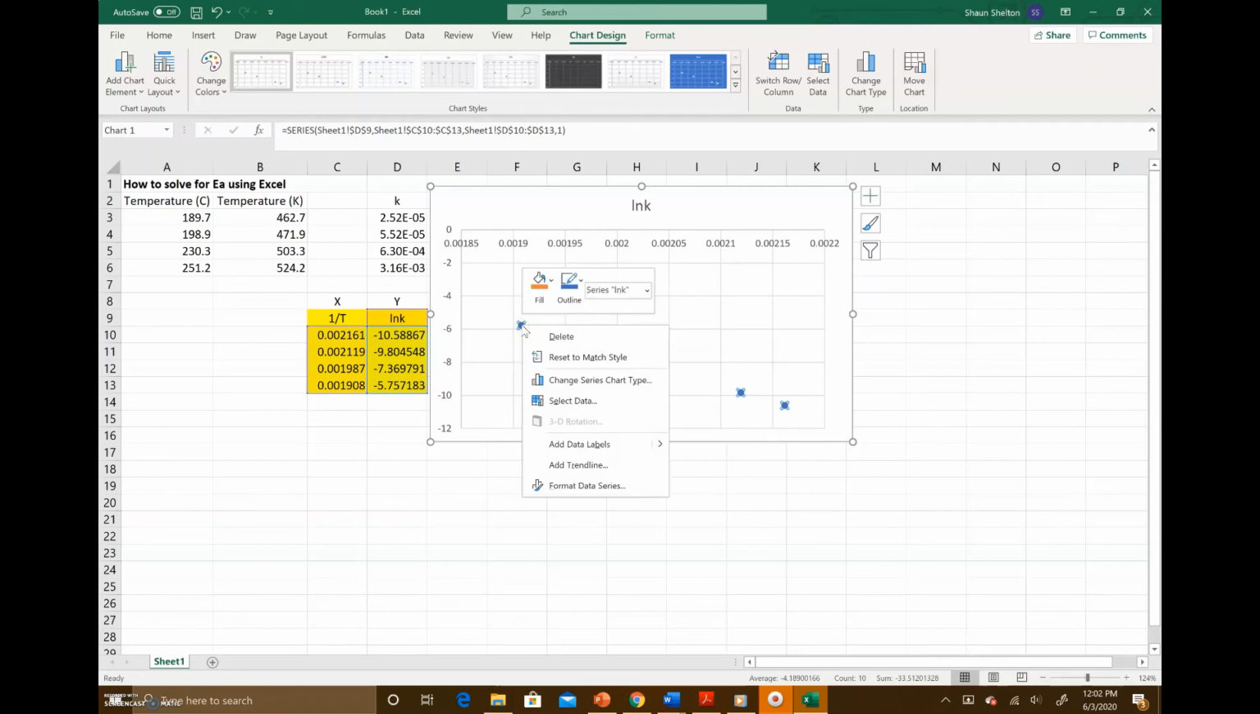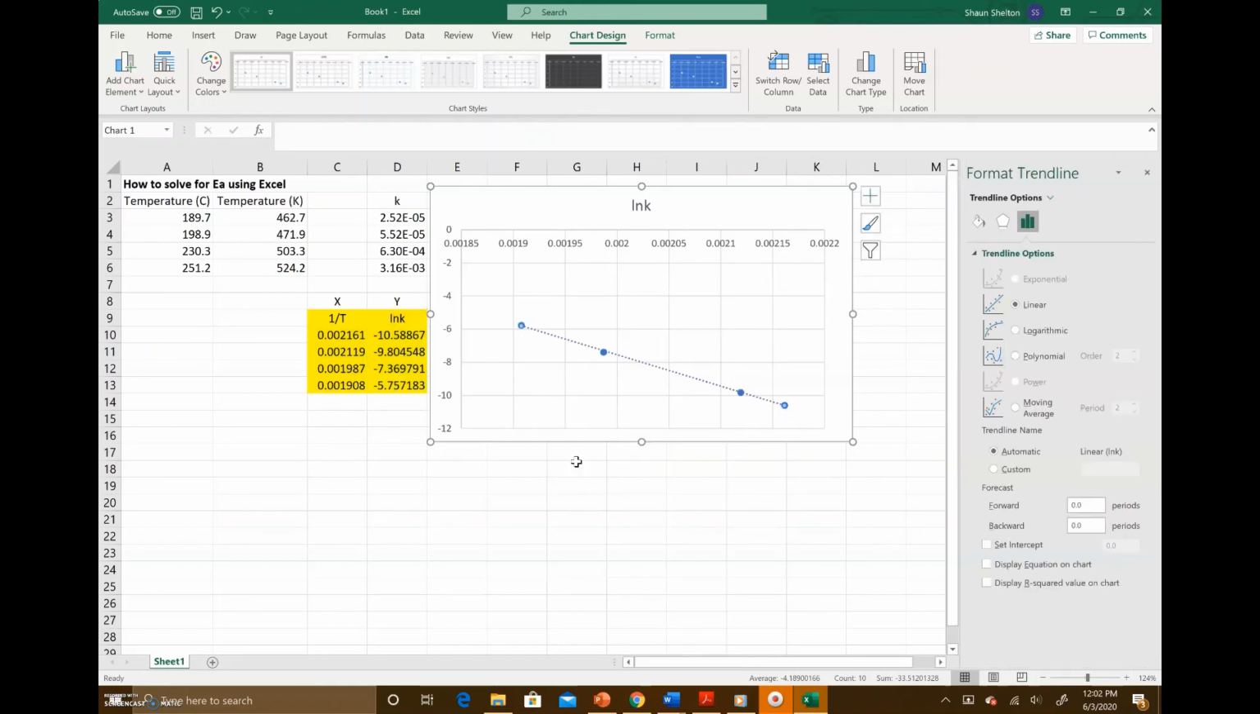When I right click that, I can go down through this list and see that Add Trendline has been populated here. So I want to select that. When I do that, that gives me my best fit line. Since we're working with a linear equation, y equals mx plus b, make sure you have it selected. It's going to automatically select it, but if it doesn't, make sure you select it here. Now I'm going to check the last two boxes at the bottom.